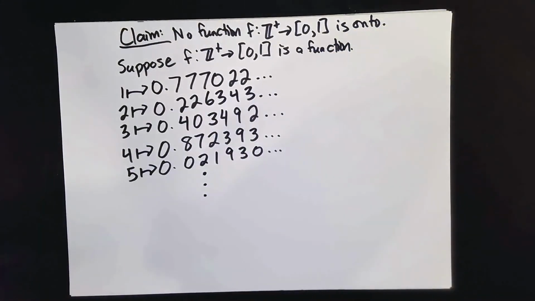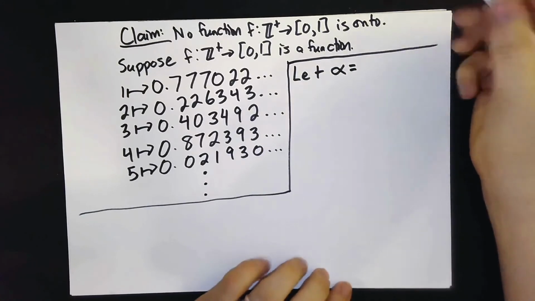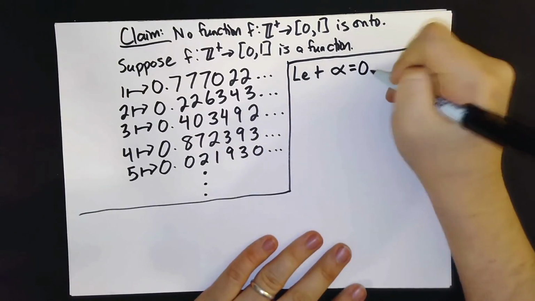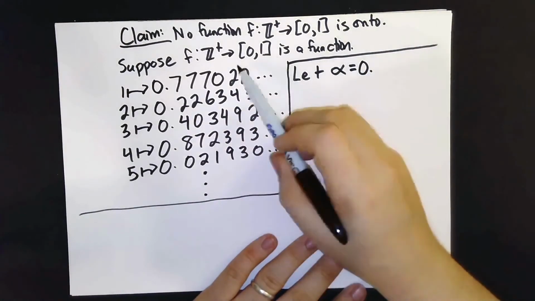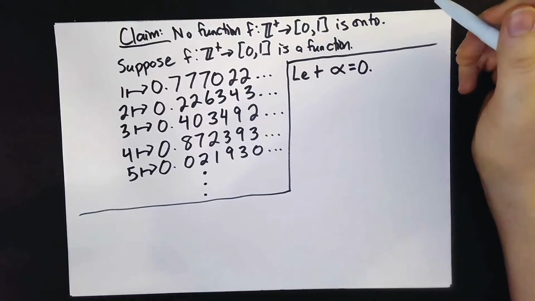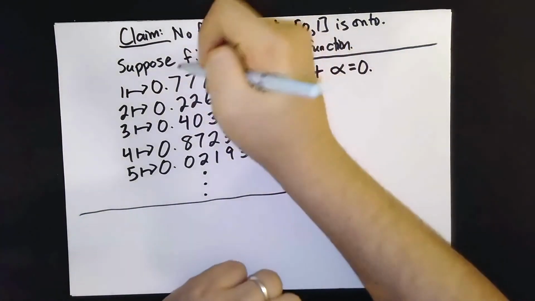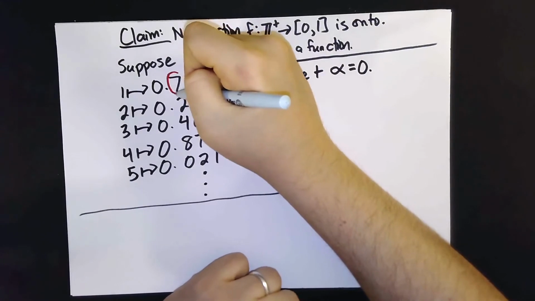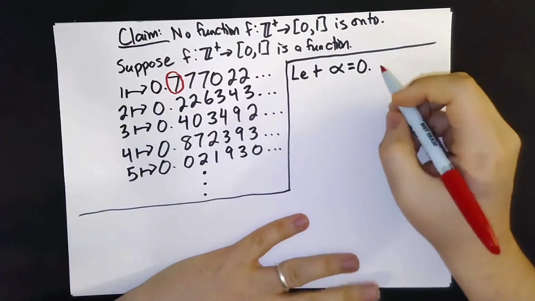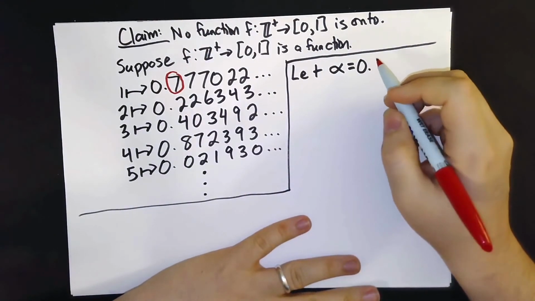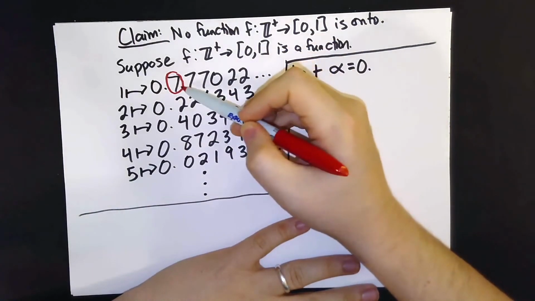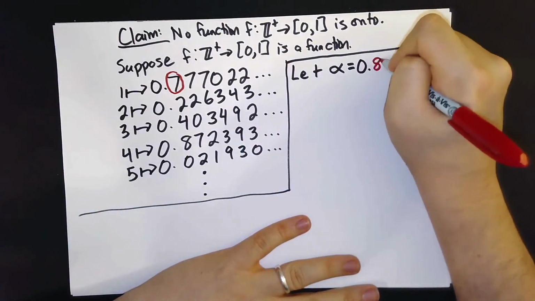Now what I'm going to do is I'm going to go ahead and define a number. And I'm going to call this number alpha. And I'm going to show you how I'm going to make alpha. So I'm going to start with 0 point, so I'm still going to make it be inside this interval. And I'm going to look at this 7, and I'm going to write down here for alpha the digit that's one more than that. So because this is a 7, I'm going to write down an 8.